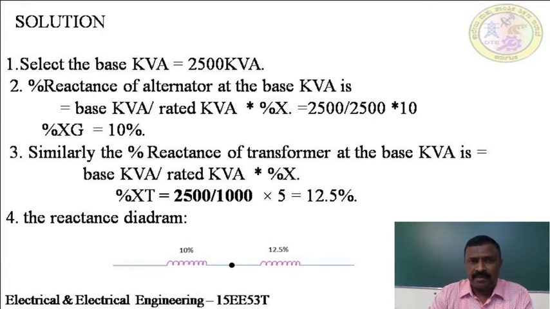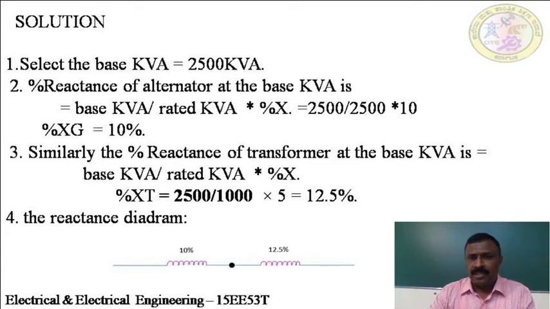Once you select the base kVA, we have to convert all the percentage reactances of the rated value to the base kVA. Therefore, the percentage reactance of the alternator at base kVA: for this we have a formula, base kVA divided by the rated kVA multiplied by percentage X rated. This is equal to 2500 by 2500 multiplied by 10, that gives 10%. Now this 10% we call the percentage reactance of the alternator or the generator at the new base kVA.